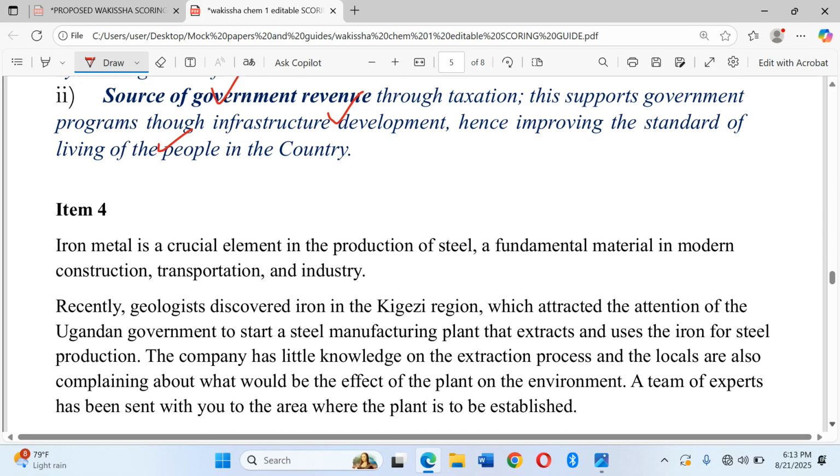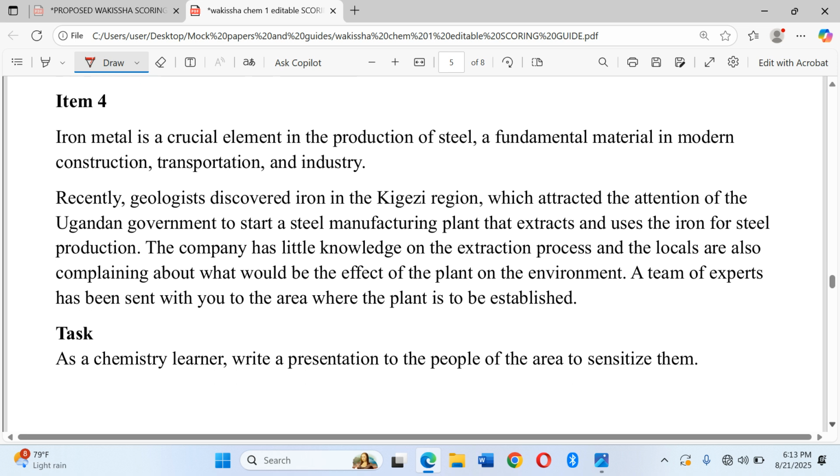Hope we are moving together. Let's go through item number 4. We are not going to take much time. So item number 4. Let's read through and we find out what is it about. So the first one we have seen was about manufacture of sodium hydroxide. What about item 4? So let's read through and we find out.